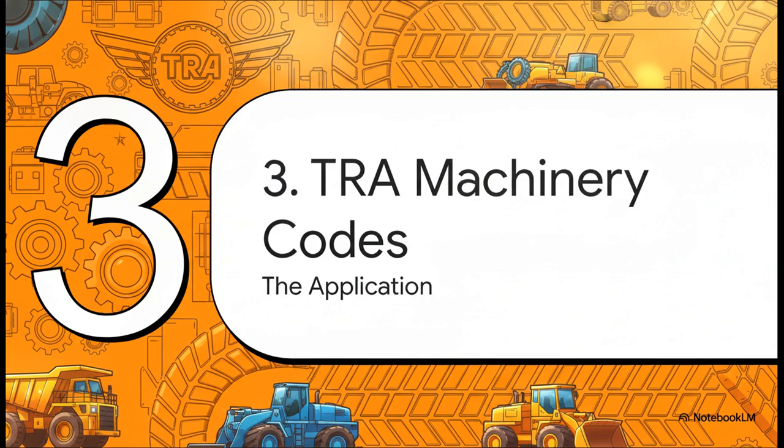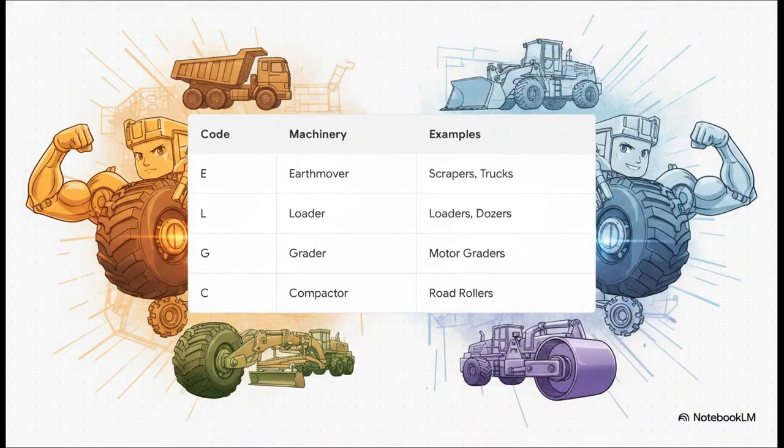All right, Section 3, decoding TRA machinery codes, focusing on the application. Think of this as your core translation matrix. Every single OTR tire has a specific letter code marking exactly where and how it should operate. E is for Earthmover, built for massive machines like scrapers and dump trucks. L is for loader, specifically your front-end loaders and dozers. G stands for motor graders, and C is for compactors, like road rollers.